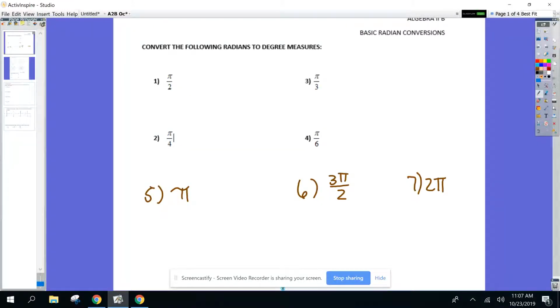Here we go. Pi over 2. Let's go. Pi over 2. What do you got? Pi over 2. Same. Just yell it out here. I don't have time to do the numbers. 90. Pi over 3.